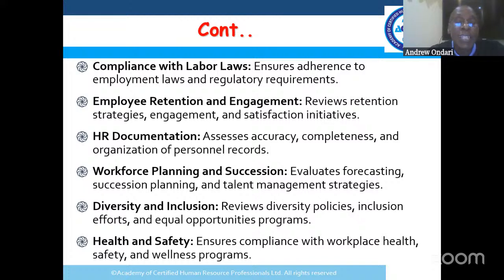HR documentation is another area that is assessed in HR audit. And here we are looking at 4 key aspects. One is the accuracy of the records, 2, completeness, and 3, compliance. It is a requirement that all the records that we keep are in compliance with all the labor laws. And talking of which, especially data, there is the Data Act. And if organizations are not compliant, they can easily be fined.